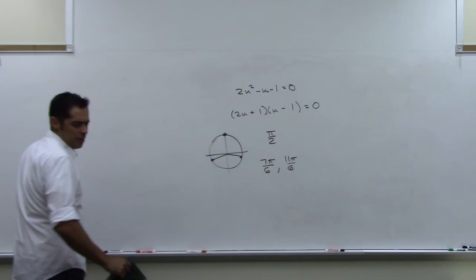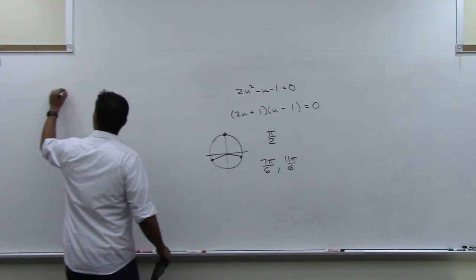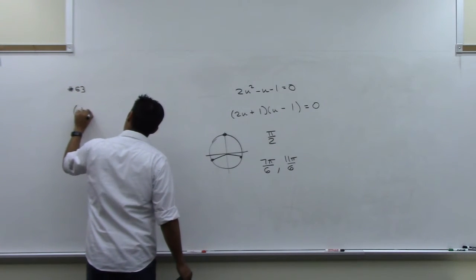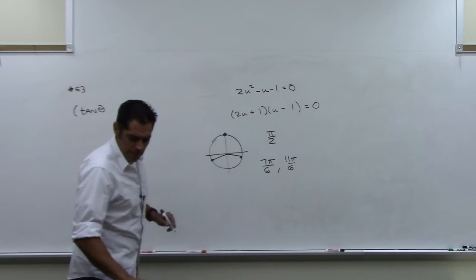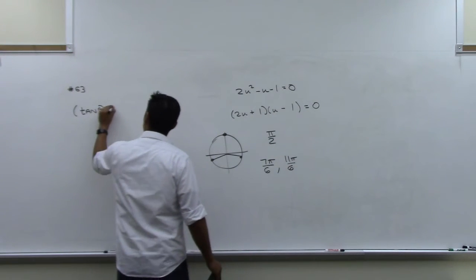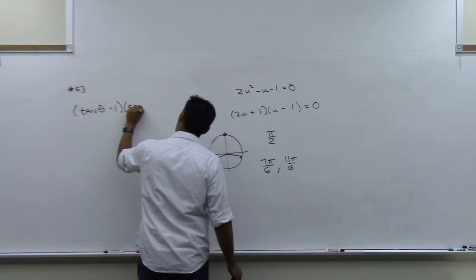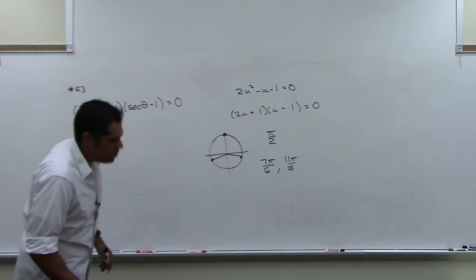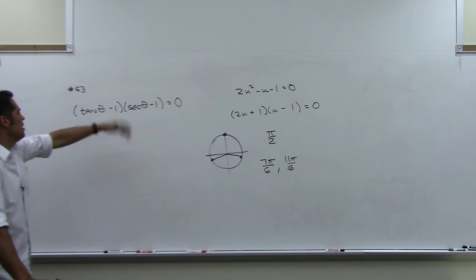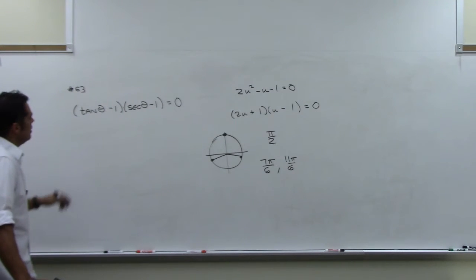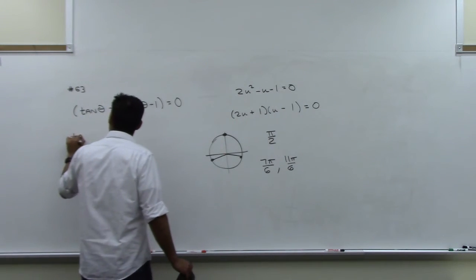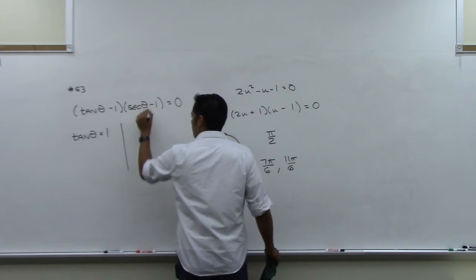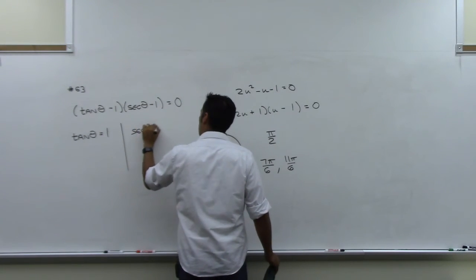Number 63, they give you a trig equation. It's already factored. Tan theta minus 1 times secant theta minus 1 equals 0. So you just set these each equal to 0 because you already have it factored. So we want to know when tan theta is 1, just set that to 0 and solve. Set this one to 0 and solve. Secant theta is 1.